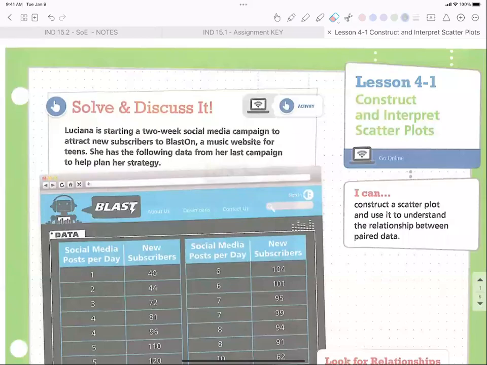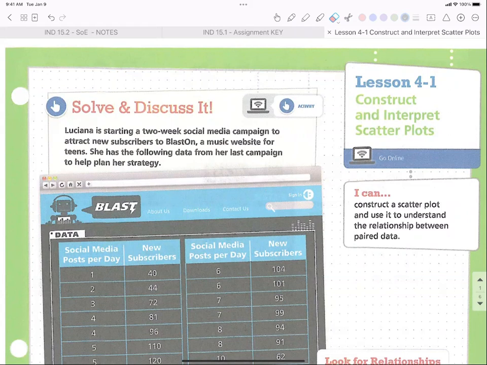All right, lesson 4-1 is about constructing and interpreting scatter plots. There is a whole lot of overlap between topic 3 and topic 4. So most of this should seem pretty familiar to you. And like I said, no math required and very little new material. This is a lot of review from topic 3.